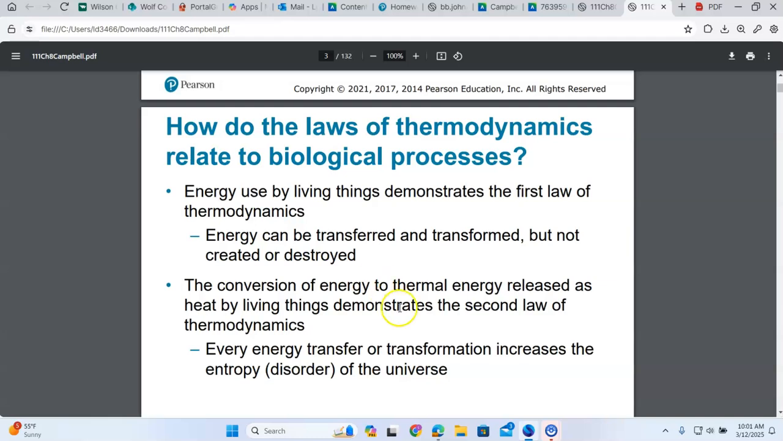And the second law of thermodynamics is the entropy law. That says that every energy transfer or transformation increases the entropy or disorder of the universe.